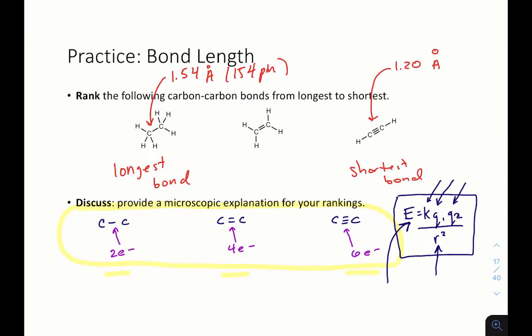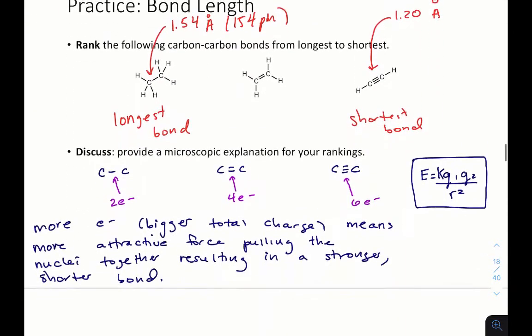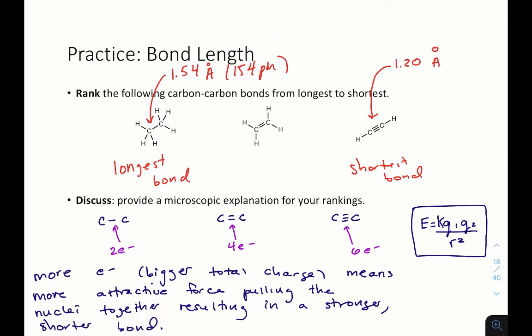What does that have to do with this? Well, the electrons are the charged particles, and you can see that their charge is increasing. We have a charge of -2, -4, -6. And the nuclei aren't changing, right? The carbon nuclei represent the first charged particle. The number of protons isn't changing, but the number of electrons is, and so the total charge is changing. And the more electrons there are, the bigger the attractive force pulling those nuclei together, resulting in a stronger, shorter bond.